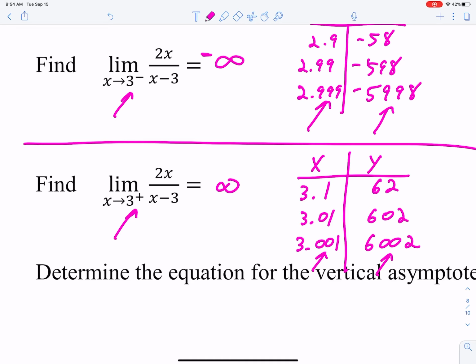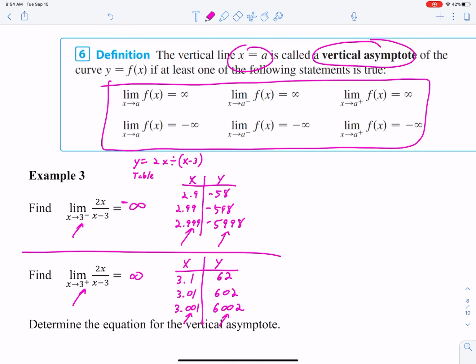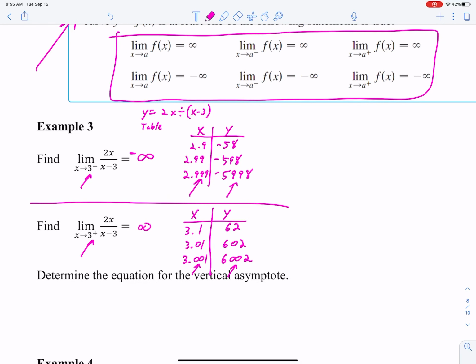Okay. So based on that, look at this definition 6 up here. If at least one of the following statements is true, well, let's see. We've got a limit from the left equaling negative infinity. We've got a limit from the right equal to positive infinity. That's 2 out of these 6. But it says we only need 1 anyway. If any of those 6 are true about this function, which 2 of them are, that means the equation for your vertical asymptote is that a value. In this case, x equals 3.